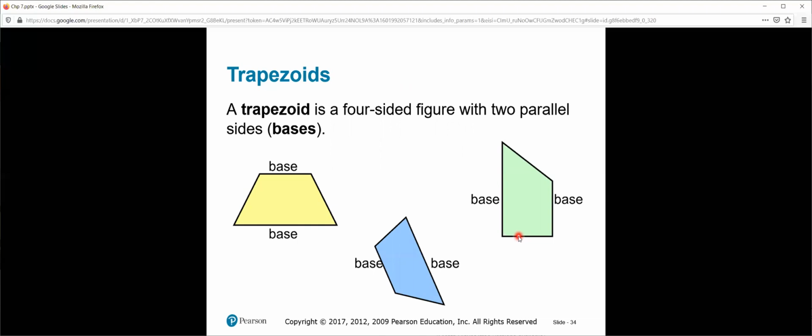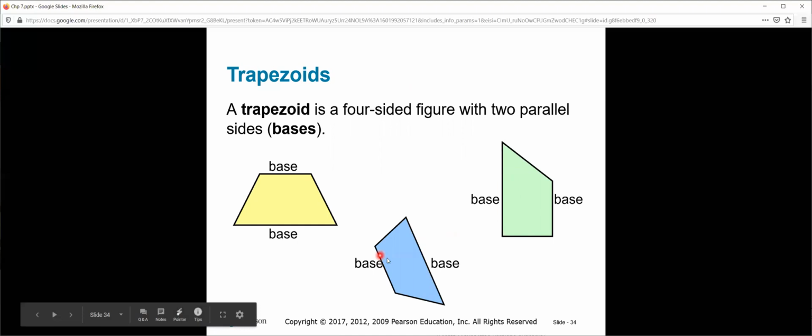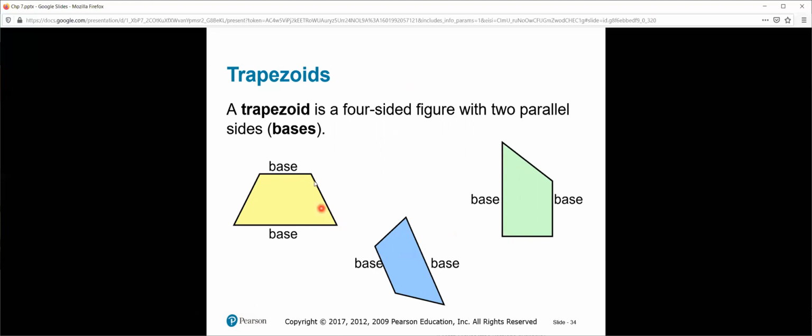A trapezoid is a four-sided figure with two parallel sides. At this point, we are escaping the congruency of angles. Notice this guy has no angles that are the same. This guy only has two. This guy has two sets of angles that are the same. This has two angles that are the same. This has no angles the same. All considered trapezoids. This is not the only trapezoid. A trapezoid is defined by parallel sides exclusively.